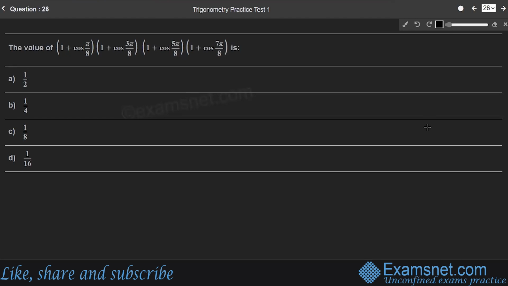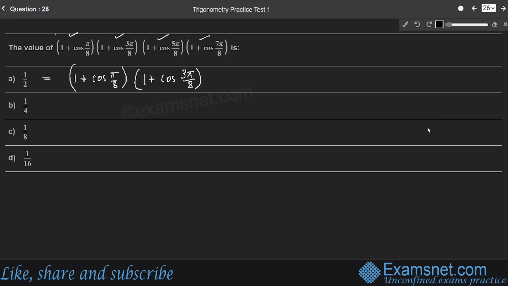Question number 26. The value of 1 plus cos pi by 8 into 1 plus cos 3 pi by 8 into 1 plus cos 5 pi by 8 into 1 plus cos 7 pi by 8 is. So we'll write the given expression. So 1 plus cos pi by 8, right, into 1 plus cos 3 pi by 8. Let the first two terms be as it is. So we'll write the third term.